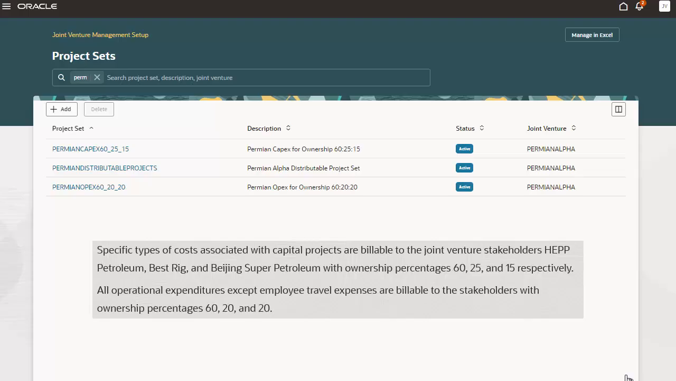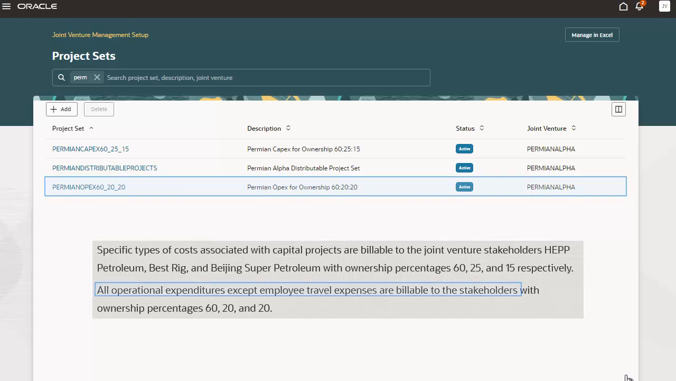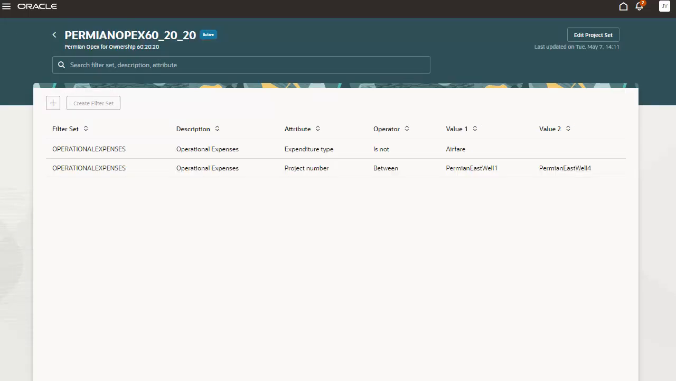Next, let's look at the project set Permian OPEX 60-20-20. This project set will be used to identify the ownership percentage to be used for distributing transactions for operational expenses. The filter set identifies the transactions that have expenditure type other than airfare for projects Permian East Well 1, Permian East Well 2, Permian East Well 3, and Permian East Well 4.